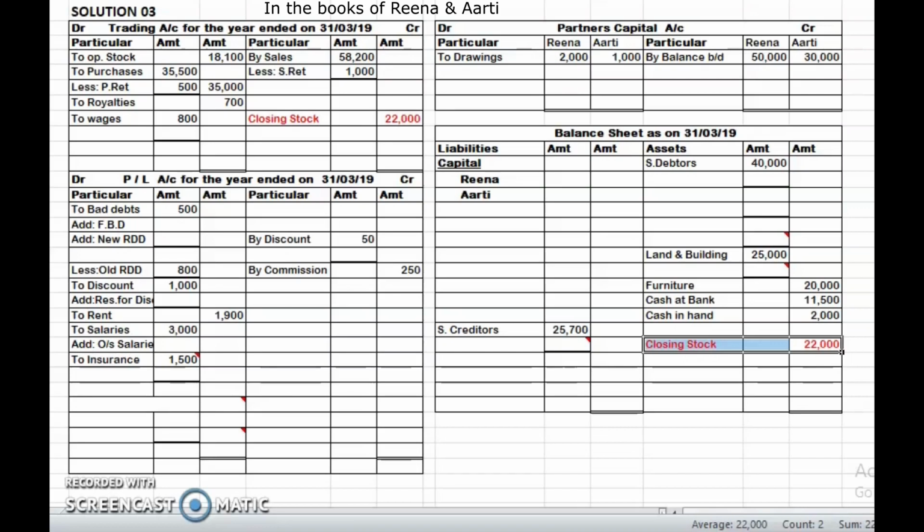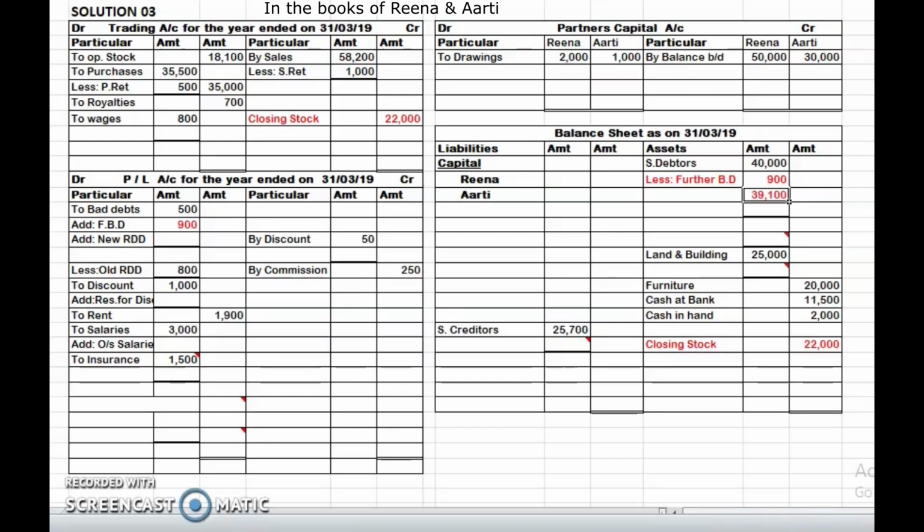A second adjustment, write off rupees 900 for bad and doubtful debts. This is further bad debts. It will be added in bad debts on the debit side of profit and loss account. This is the debit effect, and the credit effect will be on the asset side, less from debtors.